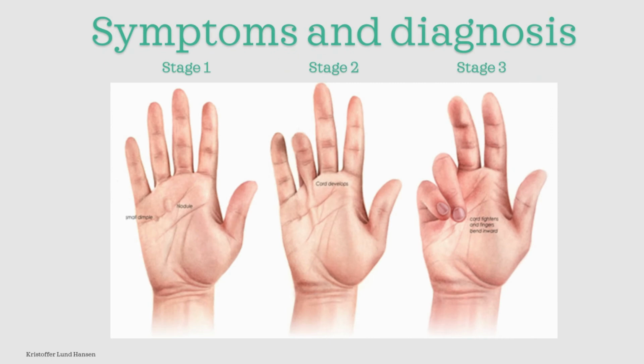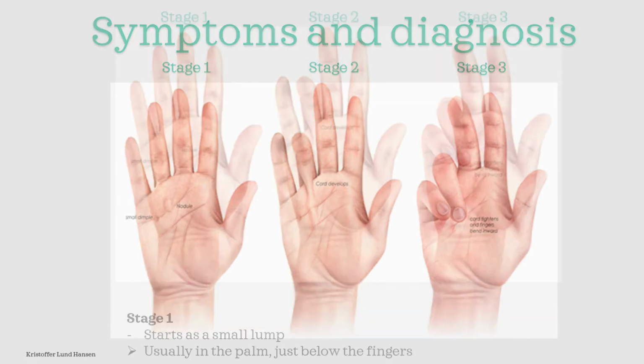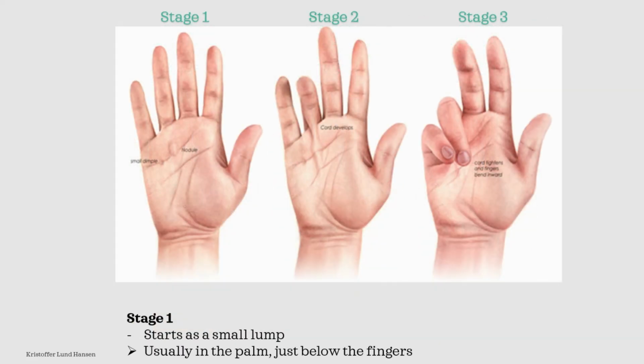The diagnosis is made on the clinical presentation. There are 3 main stages of Dupuytren's, and the symptoms depend on what stage the patient is currently in. The first stage of the disease starts as a small lump that can be felt in the hand. The lump or the nodule is usually felt just below the start of the fingers, but it can be felt anywhere really. This is the earliest sign of Dupuytren's and it may progress later.